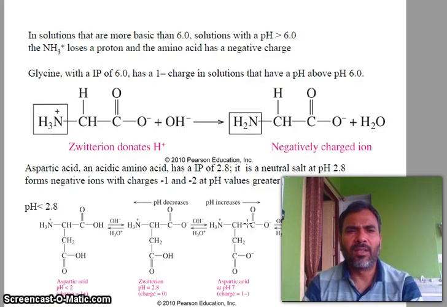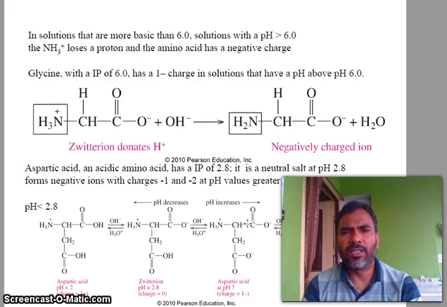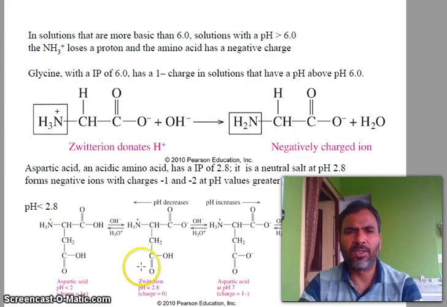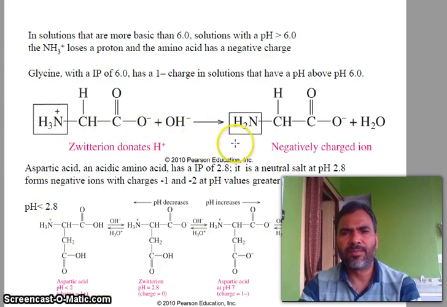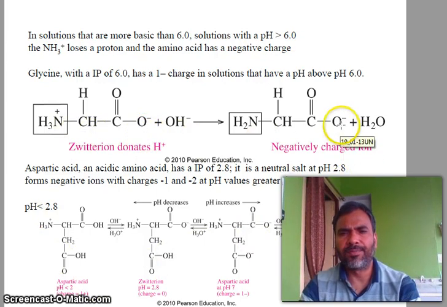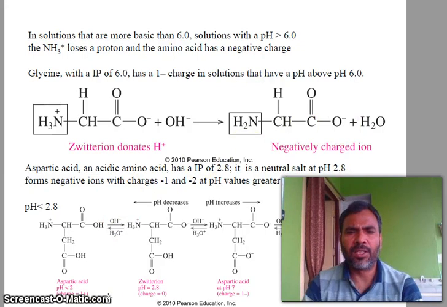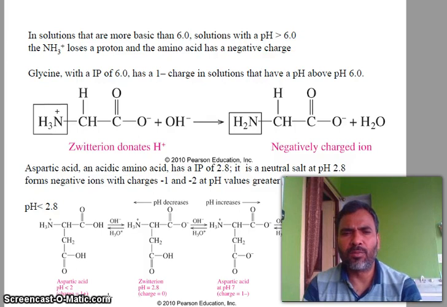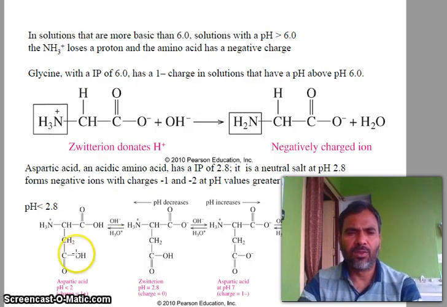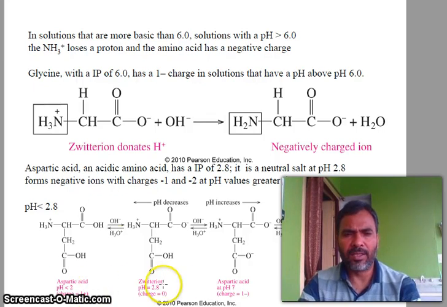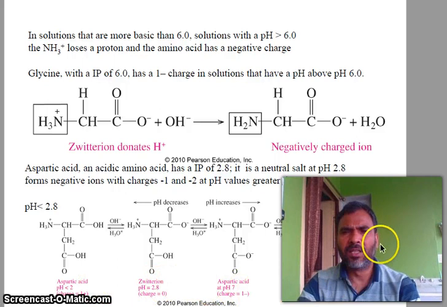Glycine with a pI of 6 has a minus 1 charge in solutions with pH above 6. So this is the zwitterion and this is the negatively charged ion. Aspartic acid, an acidic amino acid, has a pI of 2.8. It is a neutral salt at pH 2.8. It forms negative ions with charge minus 1 and minus 2 at pH values greater than 2.8. So look at aspartic acid, its zwitterion, and aspartic acid at different pH.